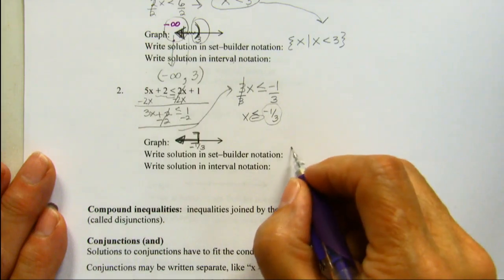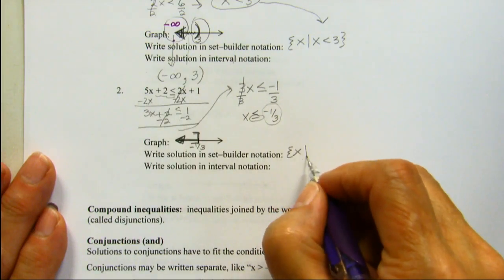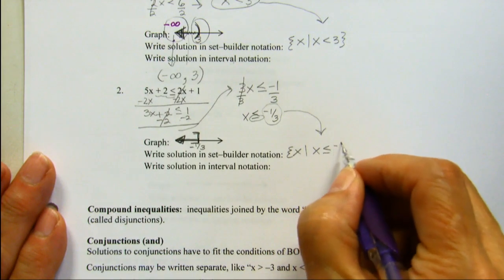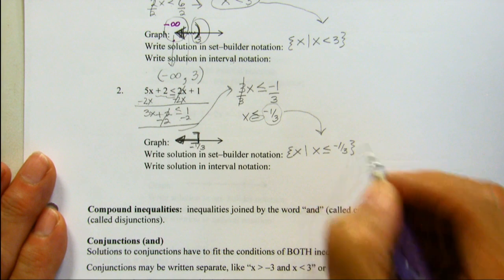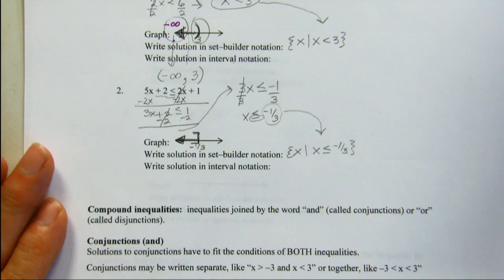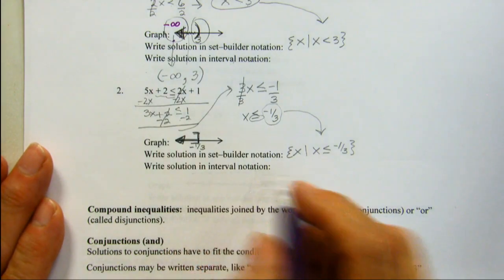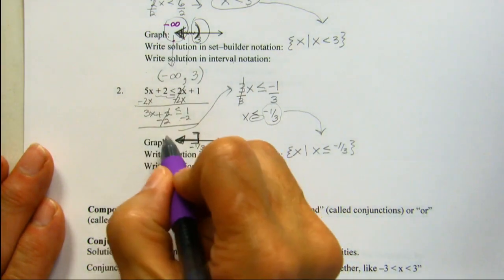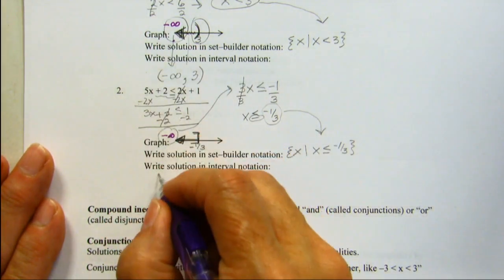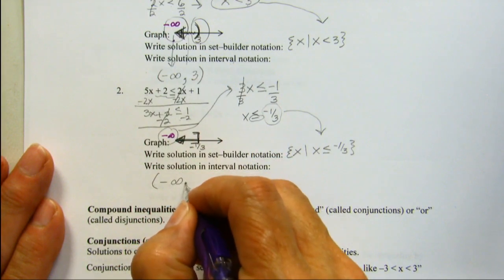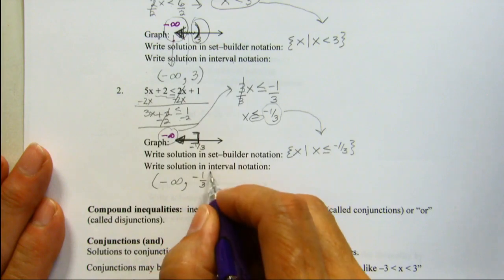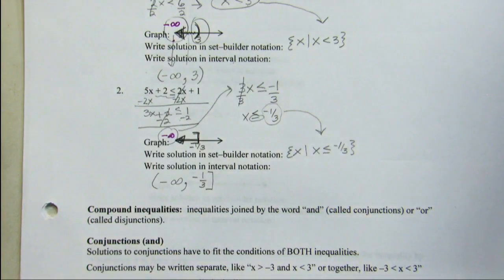Okay, set builder. The set of all elements x such that, just bring down your inequality, x less than or equal to negative 1/3, close your brace. I think I said parenthesis there, I didn't mean that. And in interval notation, okay, again, I'm at negative infinity on my arrow, so parenthesis negative infinity, comma, and my graph stops at negative 1/3 with the bracket opening up.